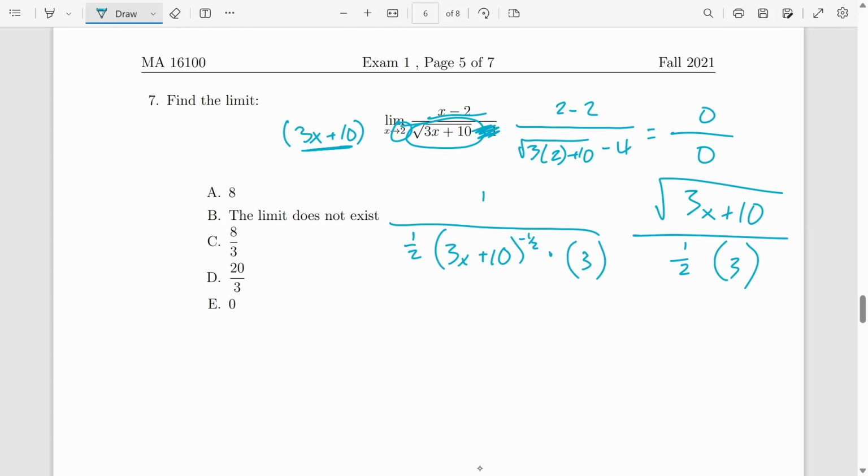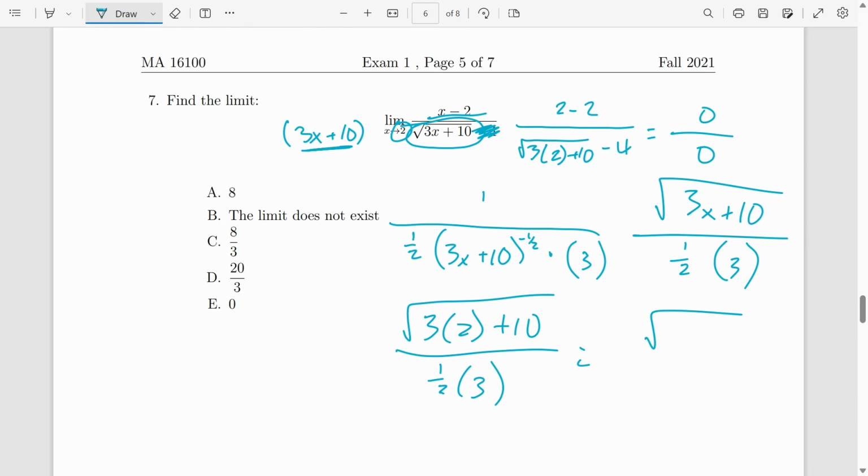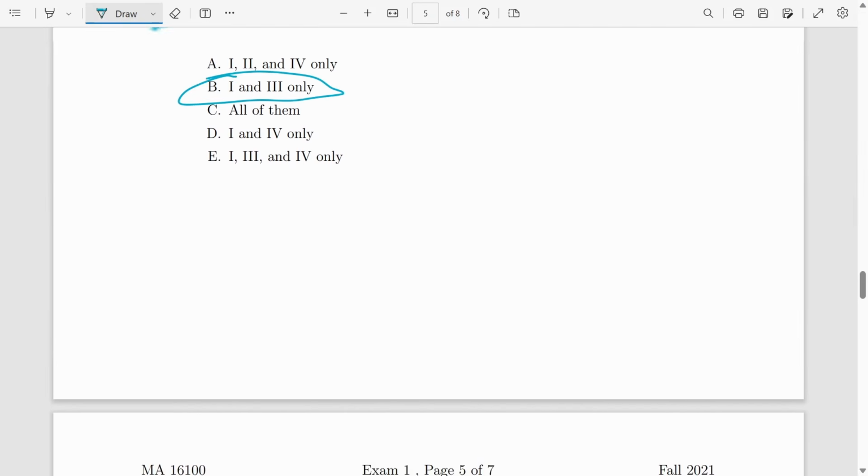So this will become the square root of 3 times 2 plus 10 all over 1/2 times 3. This equals, on the top it'll be 6 plus 10, which is 16, square root of 16, all over 1/2 times 3. This is 3 halves. This is the same as dividing by 3 and then multiplying by 2 on the top, which equals 2 times, this will be 2 times 4, so 8 over 3. And this is C.